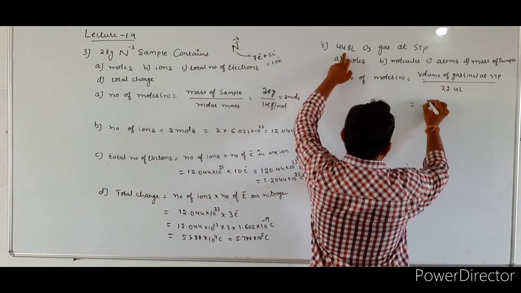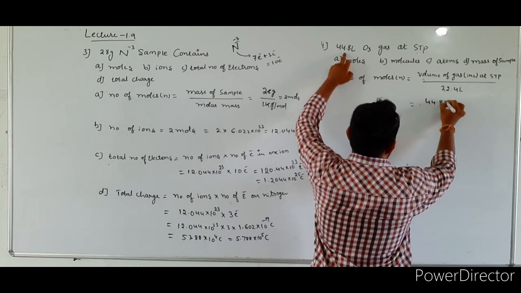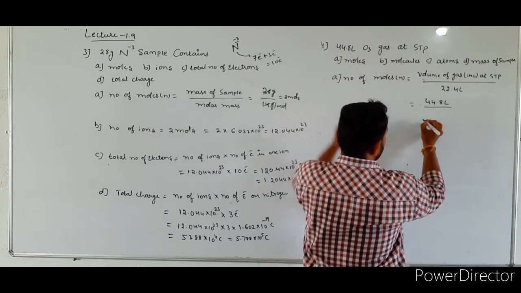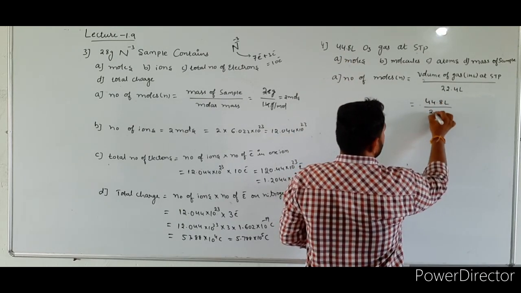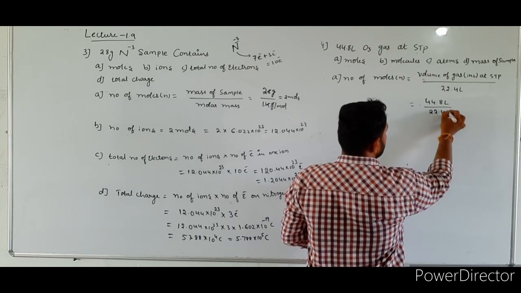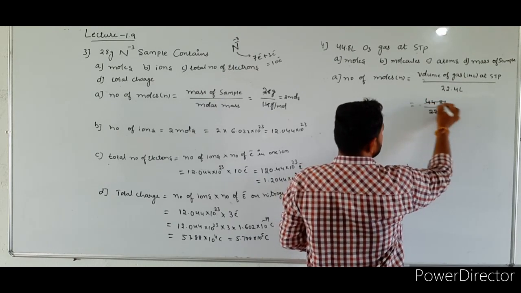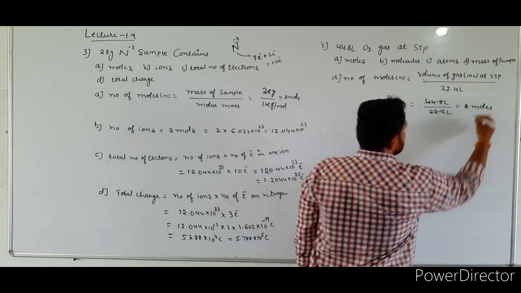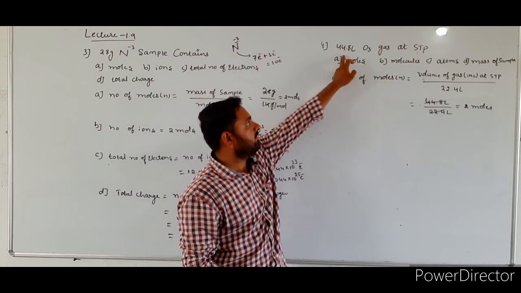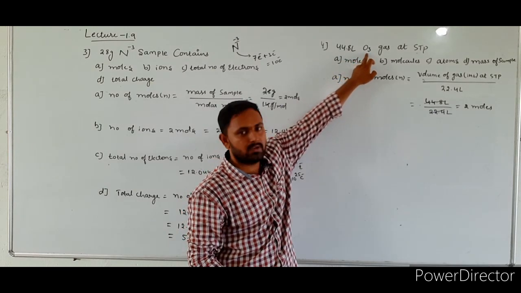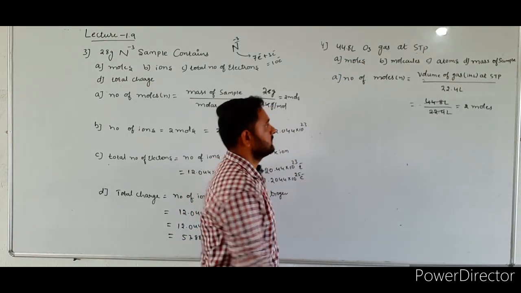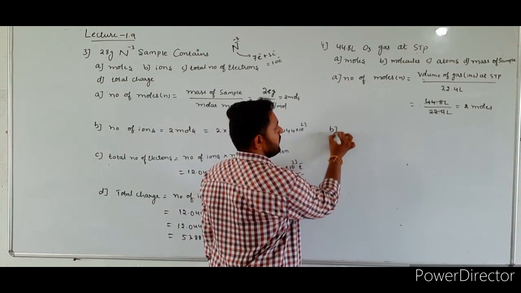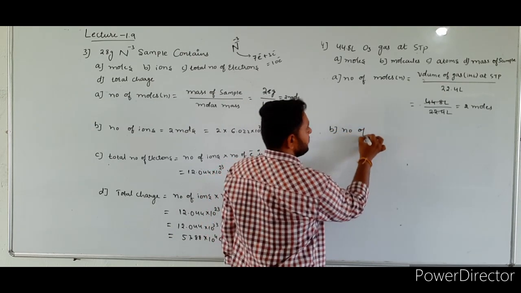The volume of gas is 44.8 liter. Divide by 22.4 liter. If you divide these two values, you will get 2 moles. How many moles are present in 44.8 liter of ozone gas? There are 2 moles.